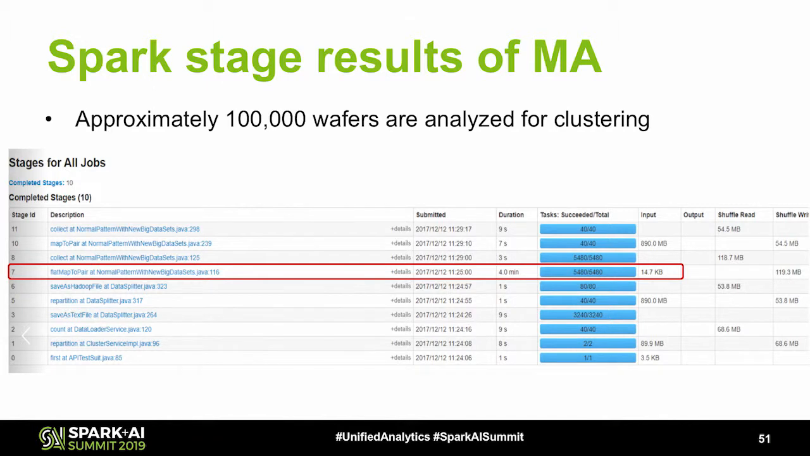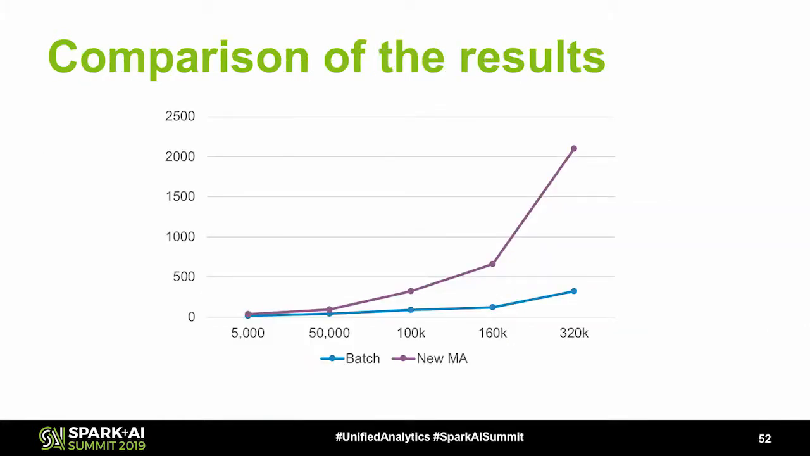This result showed the Spark stage of new MA. For about 100,000 wafers, the Prim algorithm, which computes the hierarchical clustering for each node, takes up the largest proportion of the running time. We compared two MA versions using different MA datasets.